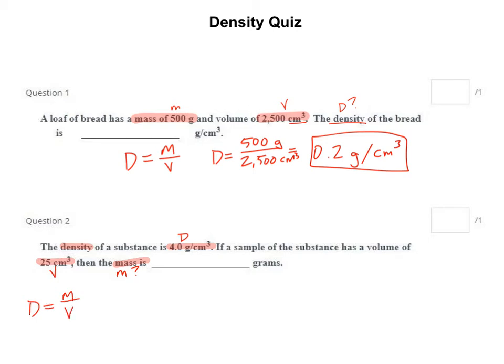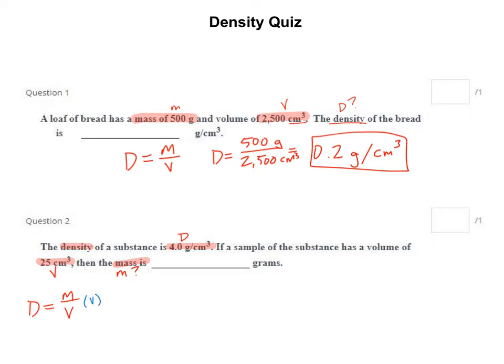Now, the equation is set up to solve for D, but that doesn't mean I can't rearrange my equation to solve for M. If I did want to solve for M, the rearranged equation would look something like this. So if mass is divided by volume, and I want to get mass by itself, I have to move volume to the other side by doing the opposite operation.